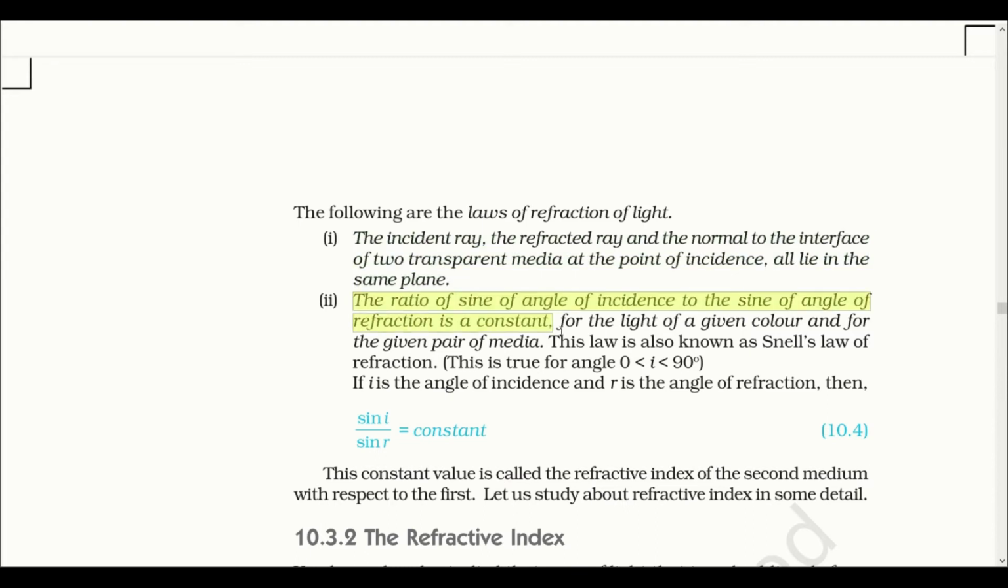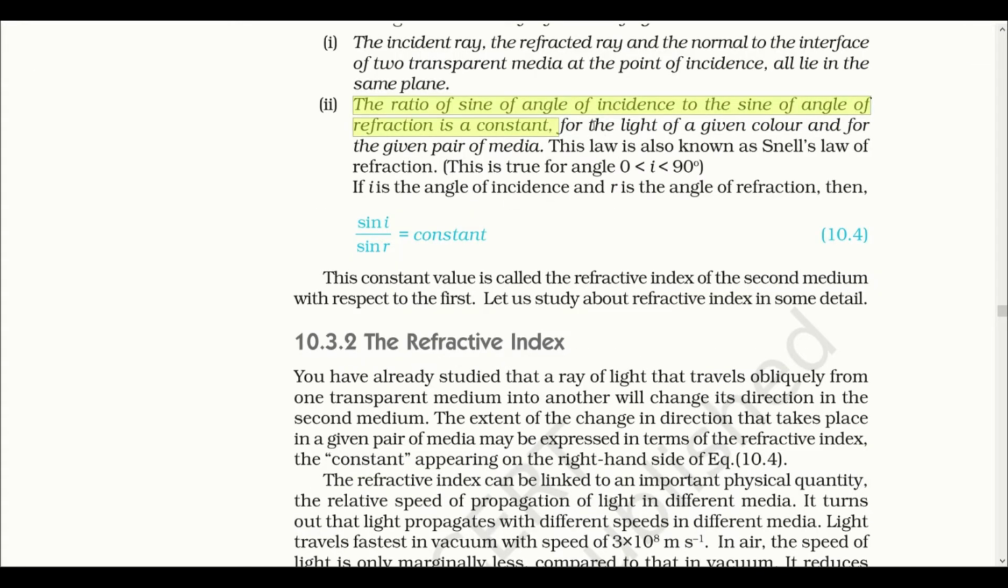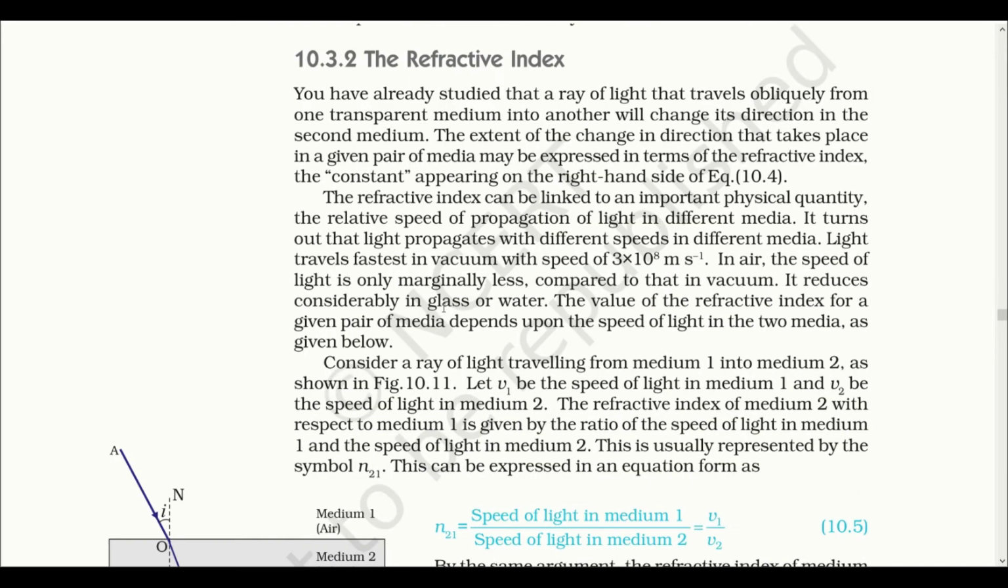And number 2, the ratio of the sine of the angle of incidence to the sine of the angle of refraction is constant, and that is constant for light of a given color and for a given pair of media. This law was given by Snell, and that is why it is called Snell's law of refraction. If I is the angle of incidence and R is the angle of refraction, then sine I upon sine R is equal to a constant. This constant value is called the refractive index of the second medium with respect to the first.